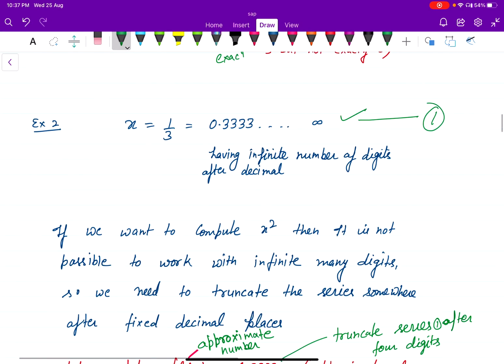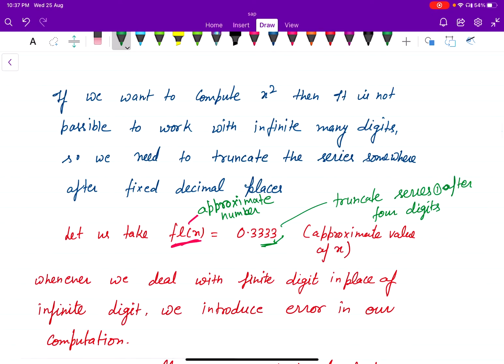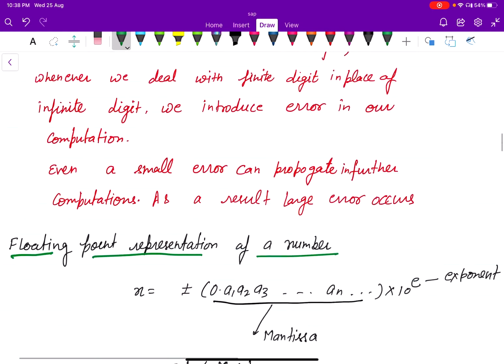Let us take only 4 digits. So floating of x, we are writing the approximate value of x as 0.3333. After truncating the series we get this number. This value is not actually equivalent to the exact value of 1 by 3. So whenever we are dealing with finite digits in place of infinite digits, we are introducing error in our system or in our computation. Even a small error may propagate in subsequent steps, so that we may get a very wrong result.